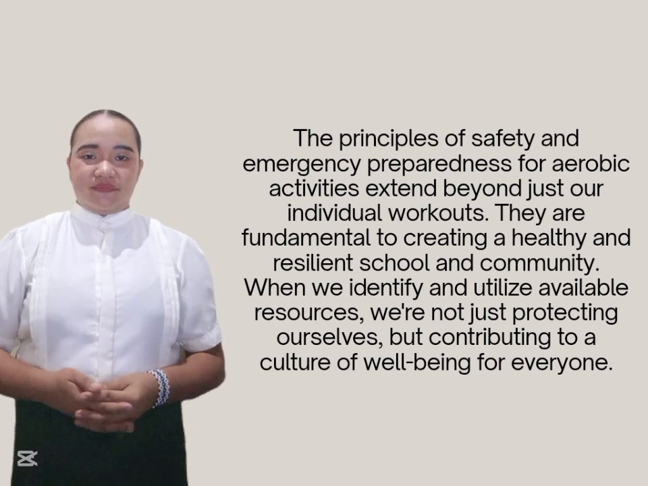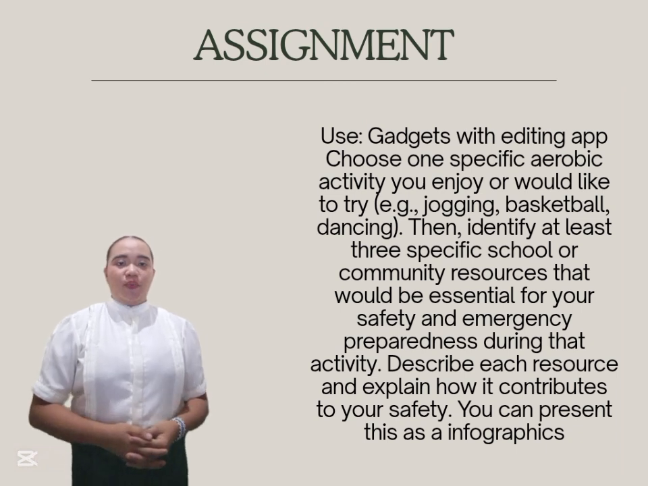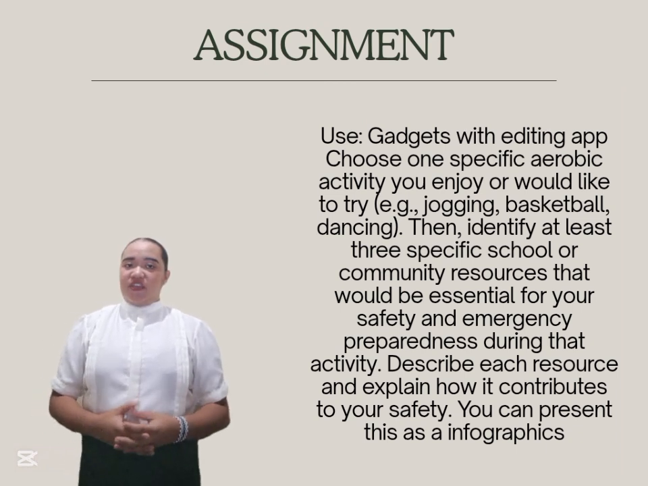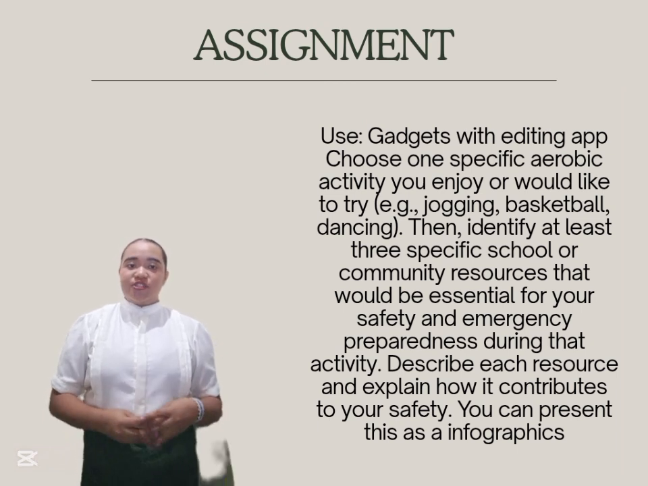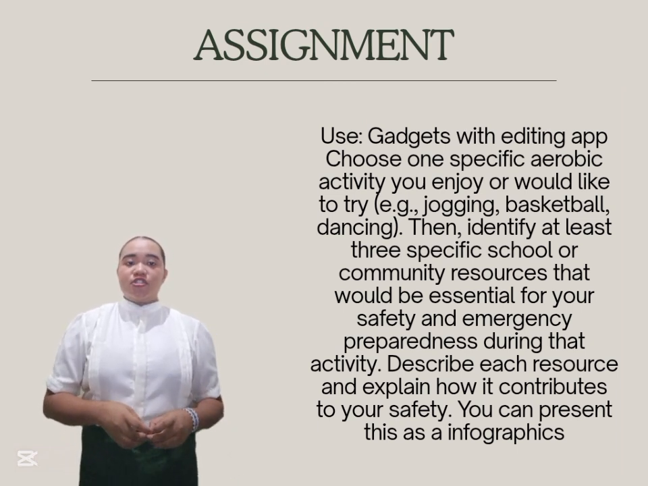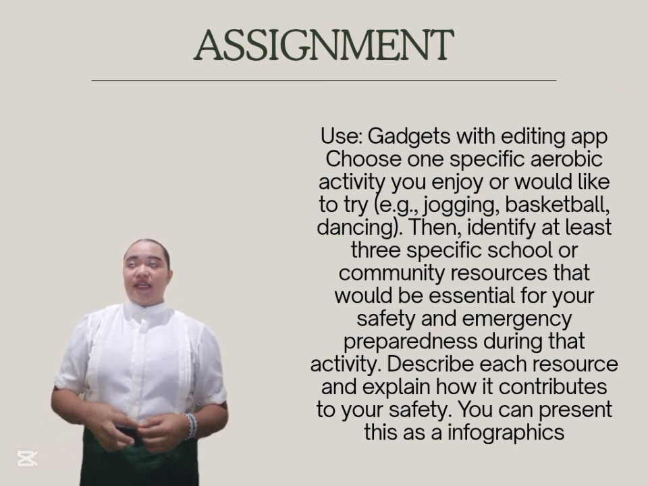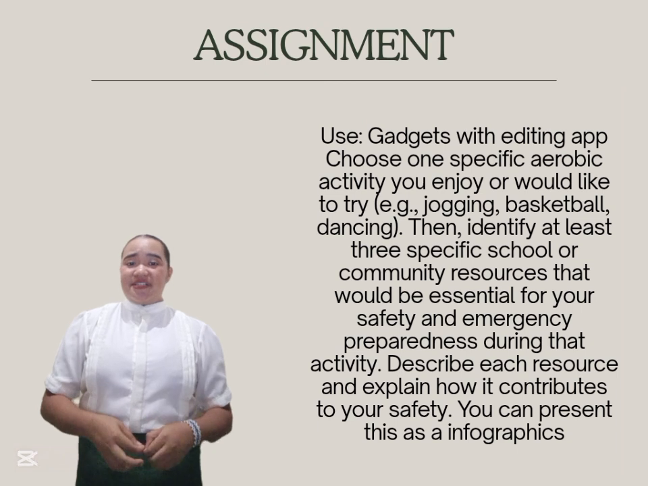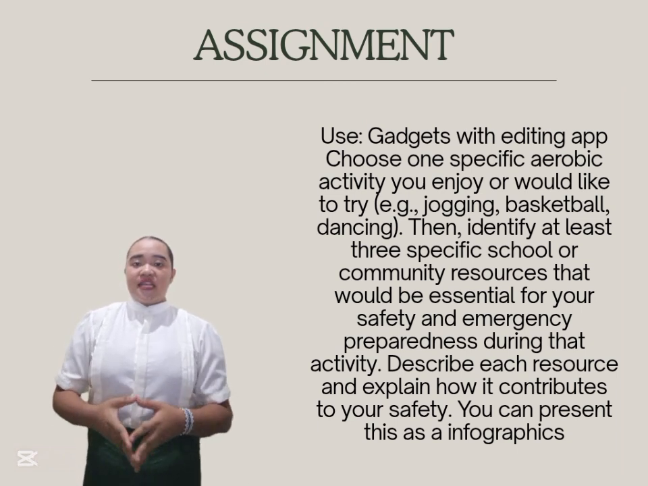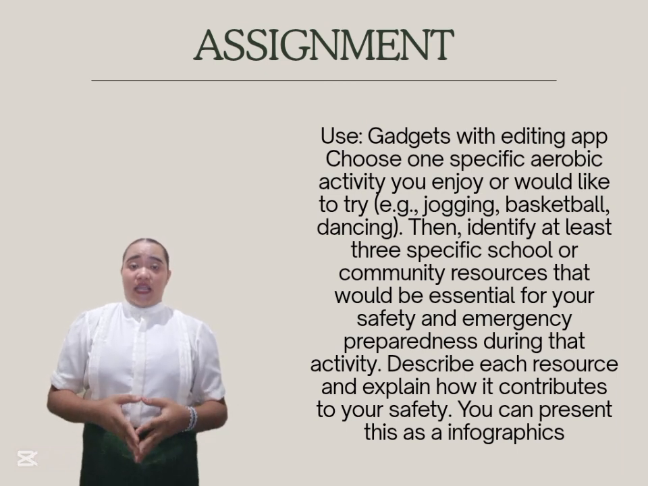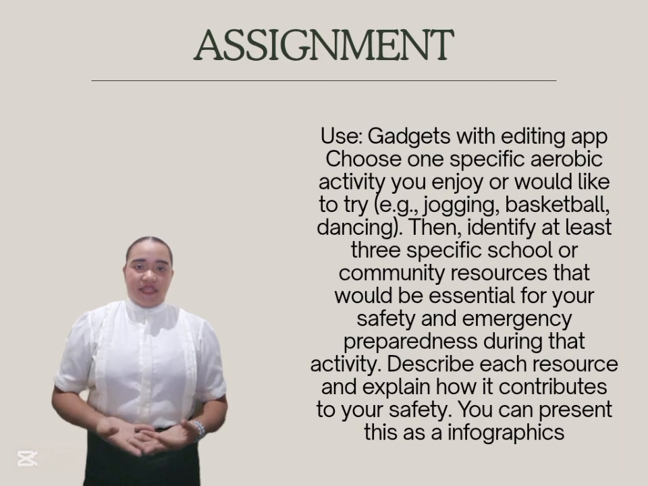Before we end our discussion for today, we have an assignment. Choose one specific aerobic activity you enjoy or would like to try. Then, identify at least three specific school or community resources that will be essential for your safety and emergency preparedness during that activity. Describe each resource and explain how it contributes to your safety. You will present it in an infographic type. You will present your artwork at the next meeting.